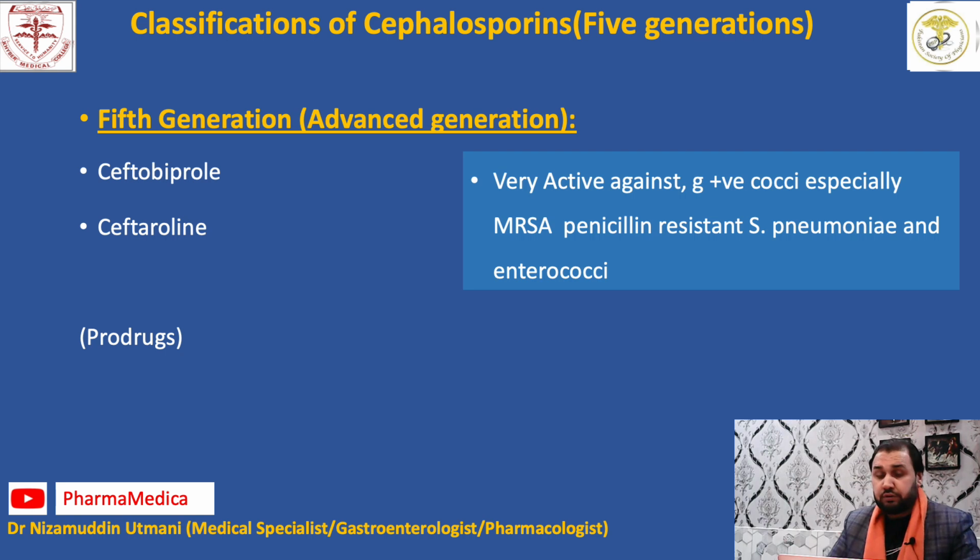And in the fifth generation, we have ceftobiprole, which is given orally as well, and ceftaroline. These are the two drugs, but these are prodrugs. They get activated in the body. These are not openly available in the market, and you can use these drugs orally for the gonococci. We can use them for MRSA as well.